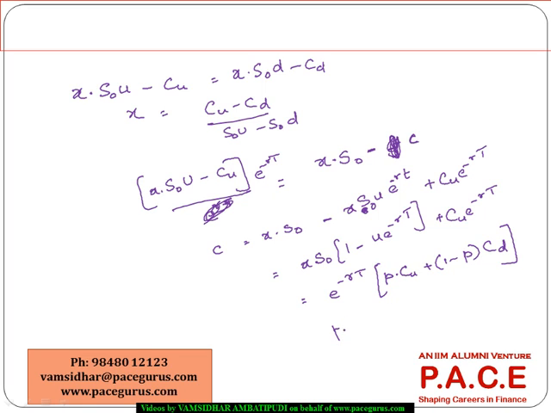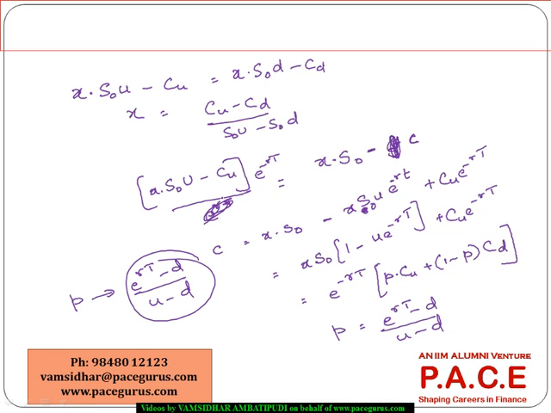So wherein the P is actually coming out in such a way like it is e power RT minus D by U minus D. Even that would get simplified to the same, which means I could really find out the probability of the price going up as e power RT minus D by U minus D. From this example, I can generalize it and I can find out that the probability of the price typically going up is working out to e power RT minus D by U minus D.